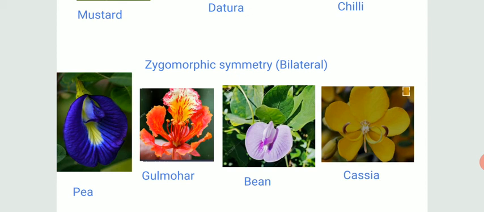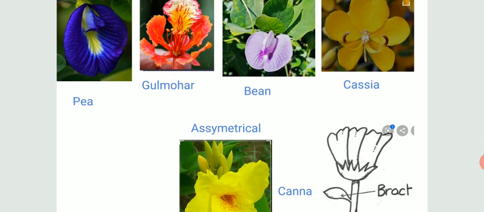Second example is gulmohar. Again, you can see there are differences in the size and shape of the petals. Third is bean. Bean flowers and pea flowers are almost the same because they belong to the same family, that is leguminosae. They are legumes, either pea or beans, right? And number 4 is the example of cassia. So this was important, that when bilateral symmetry is found in flowers, we call this symmetry zygomorphic symmetry.